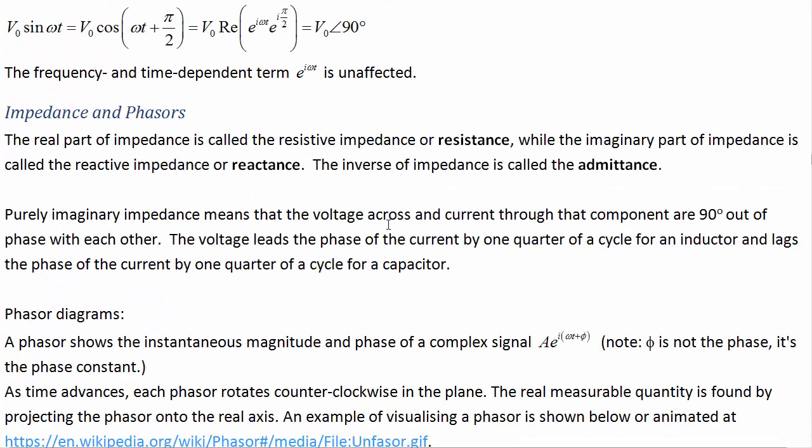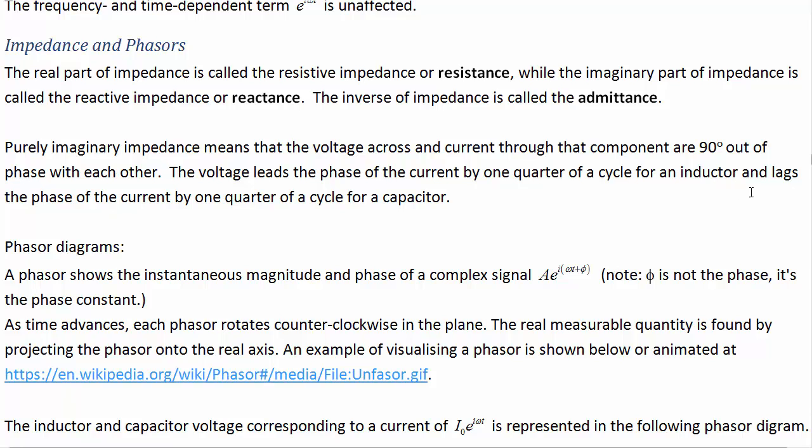Moving on with impedance and phasors, the real part of the impedance we would call the resistance, and the imaginary part would be called the reactance. The inverse of impedance is called the admittance. Purely imaginary impedance tells you that the voltage across and the current through a component are 90 degrees out of phase with each other. This is the case for an inductor or a capacitor. In contrast, purely real impedance, like in a resistor, tells you that the voltage and current are completely in phase.